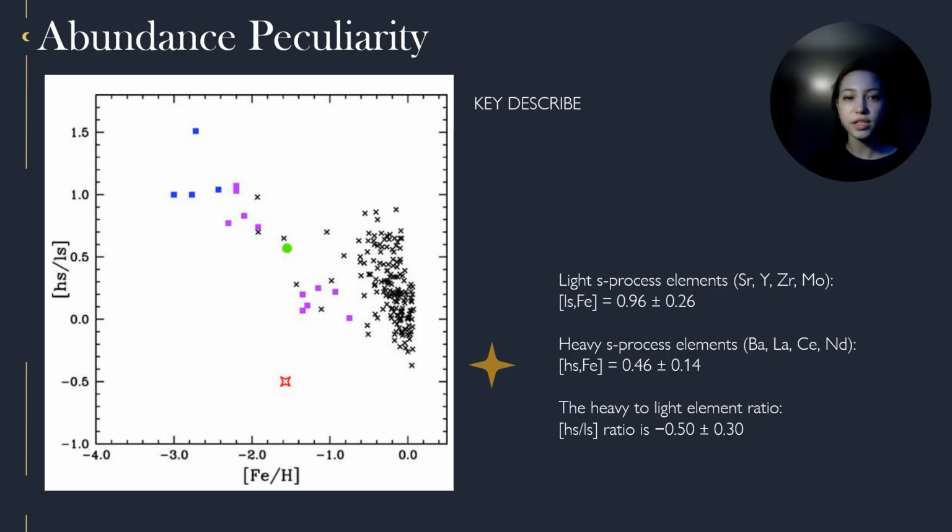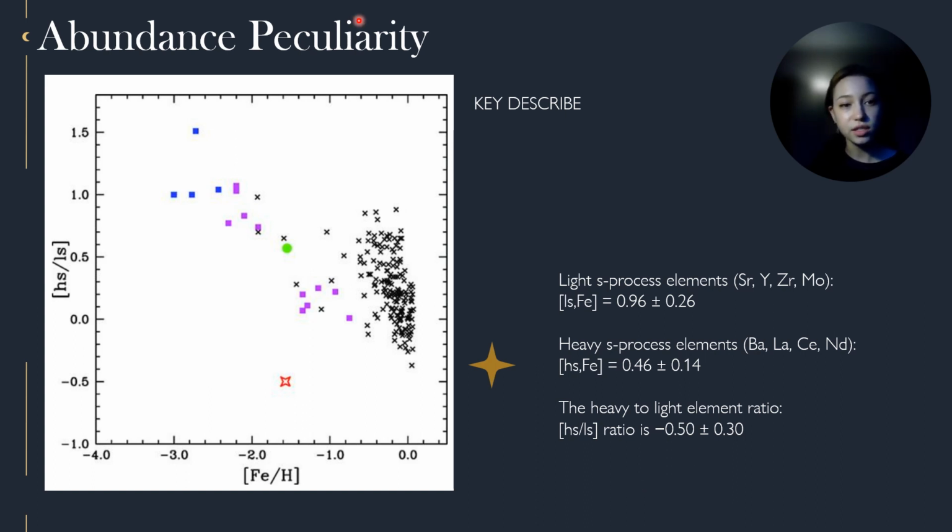For a star to be considered an escaped globular cluster star, the abundance of the S-process elements is the most vital aspect to observe. The light S-process elements show a very high abundance, as seen here, with a mean light-to-iron ratio of 0.96 plus or minus 0.26. The abundances of the heavy S-process elements provide a lower heavy-to-iron ratio, which is 0.46 plus or minus 0.14. Therefore, the heavy-to-light ratio is negative 0.5 plus or minus 0.30.